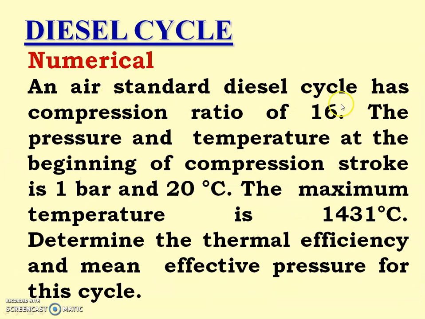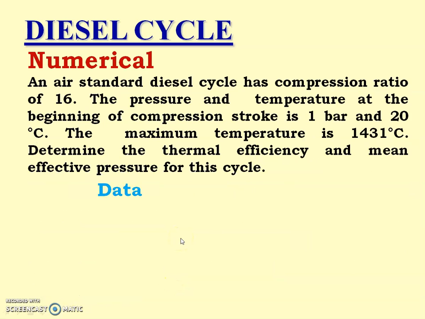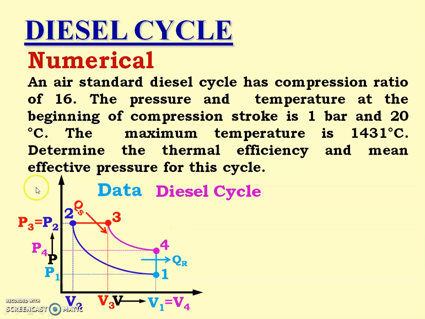Now let us solve the another numerical. An air standard diesel cycle has compression ratio of 16. The pressure and temperature at the beginning of compression stroke is 1 bar and 20 degrees Celsius. The maximum temperature is 1431 degrees Celsius. Determine thermal efficiency and mean effective pressure for this cycle. Data, diesel cycle. So this one is the PV diagram.